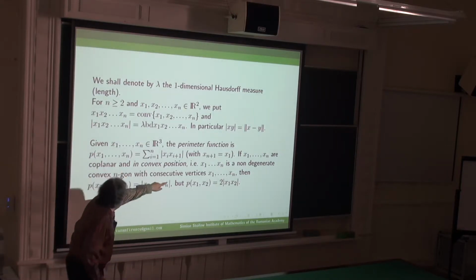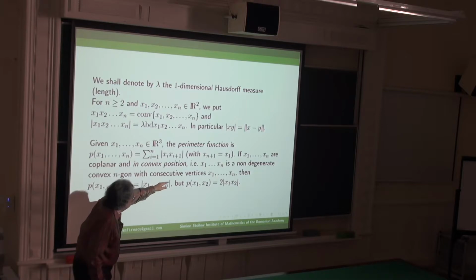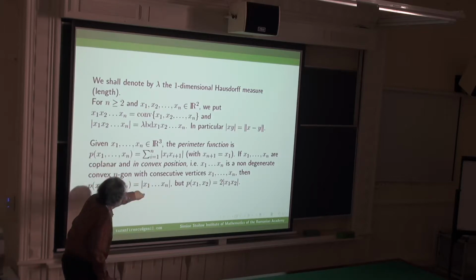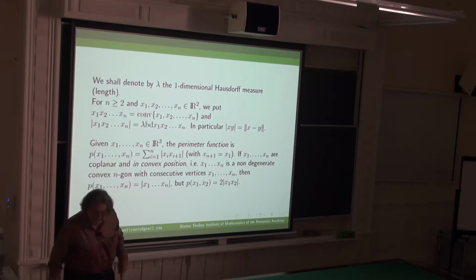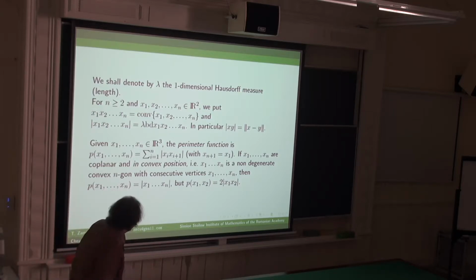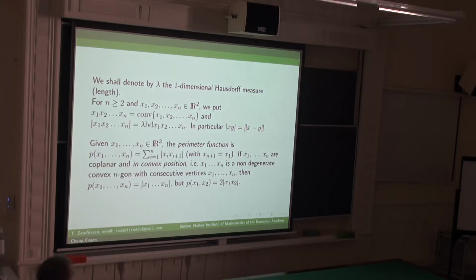It's written: if x1, ..., xn are coplanar and in convex position, which means x1, ..., xn is a non-degenerate convex polygon with consecutive vertices x1, ..., xn, then this means the same as this, except for the case that they are collinear. If the endpoints are collinear, for example, if there are just two of them, then it is double the perimeter. Well, it's a small difference, but we use both.